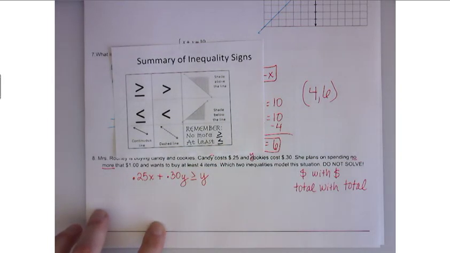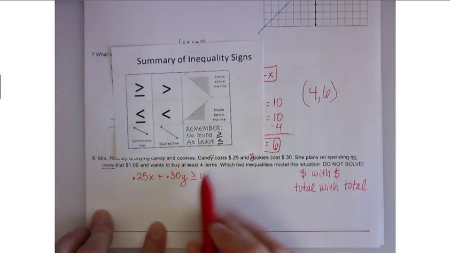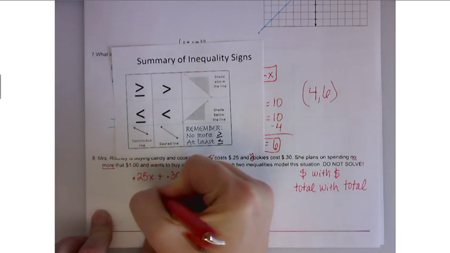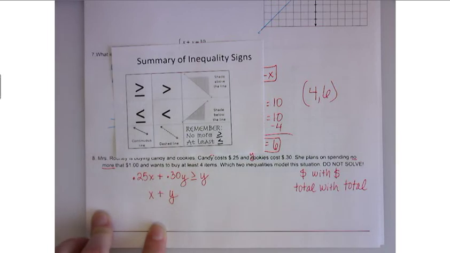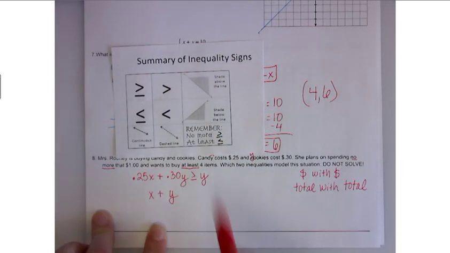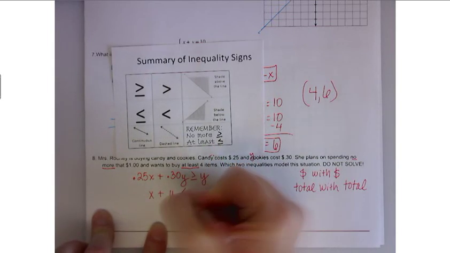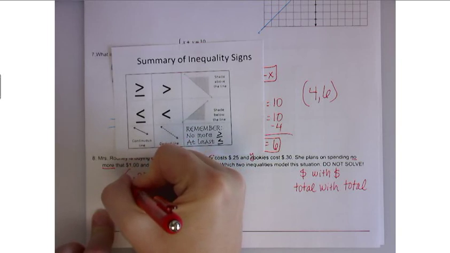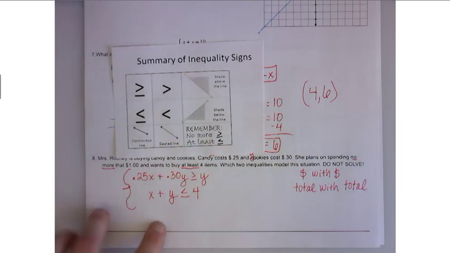That one's done. The second one is we're going to keep totals with totals, so we're going to have x plus y because we're going to have candy plus cookies. It says she wants to buy at least 4 items. At least is the opposite right there. 4 items. And because Miss Pennington is awesome, she does not want us to solve, and we are done.